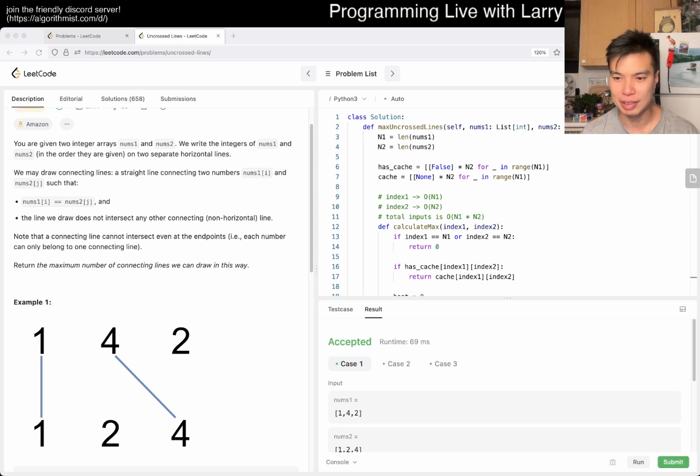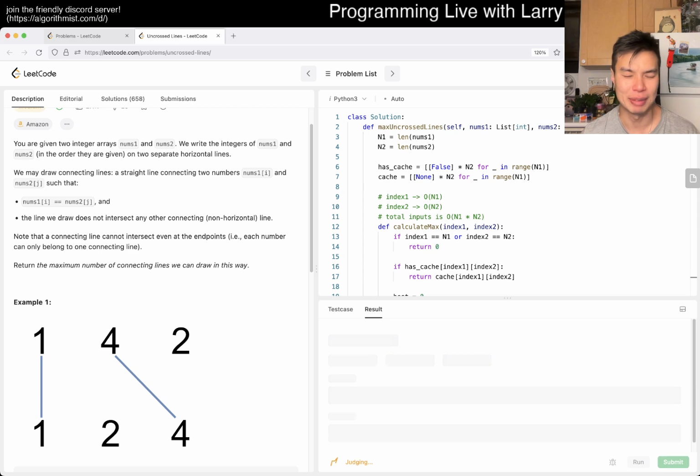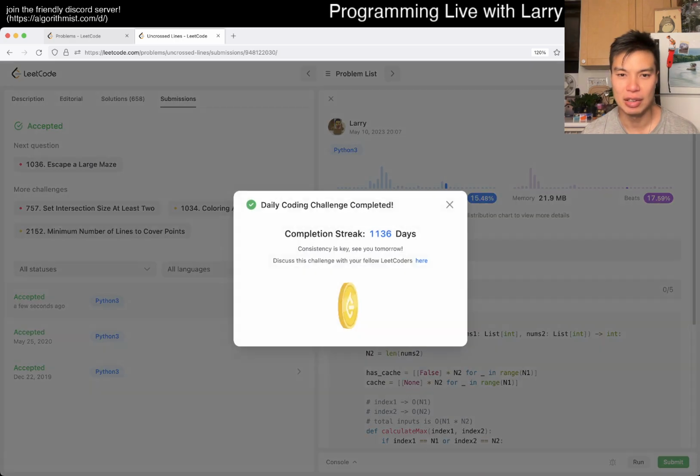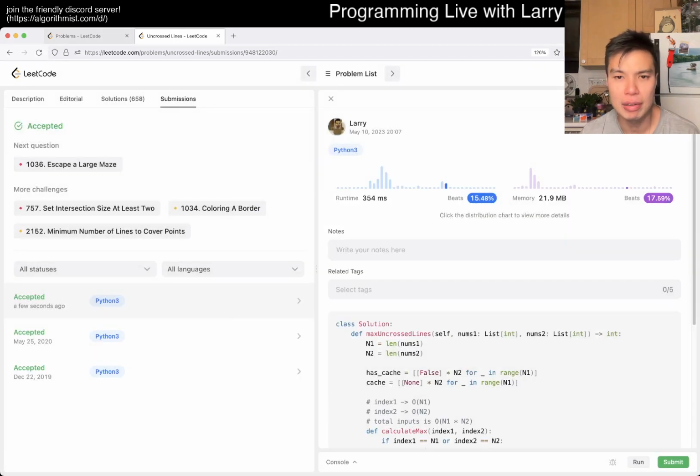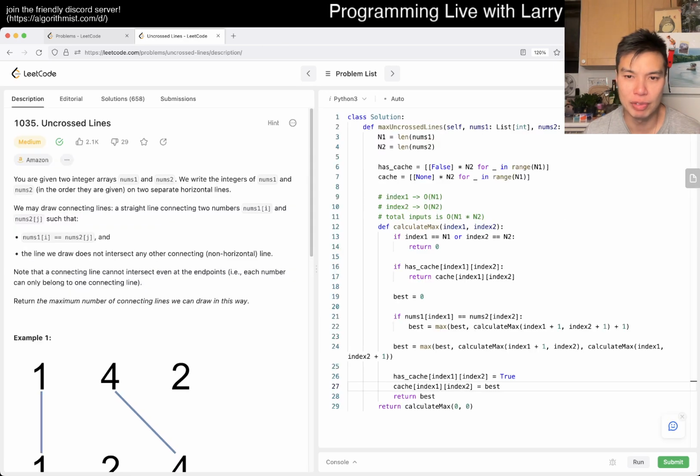So let's give it a submit, I misclicked like 3 times. Quick submit, and there you go, 1136. It's a little bit on the slower side, but the complexity is going to be O of n1 times n2, because each of these is just O of 1 in time and space.